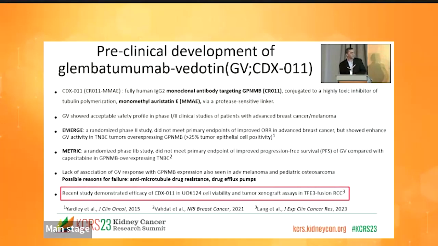Now, CR011 and its ADC counterpart CDX-011, or glembatumumab vedotin, have been the subject of many preclinical studies.